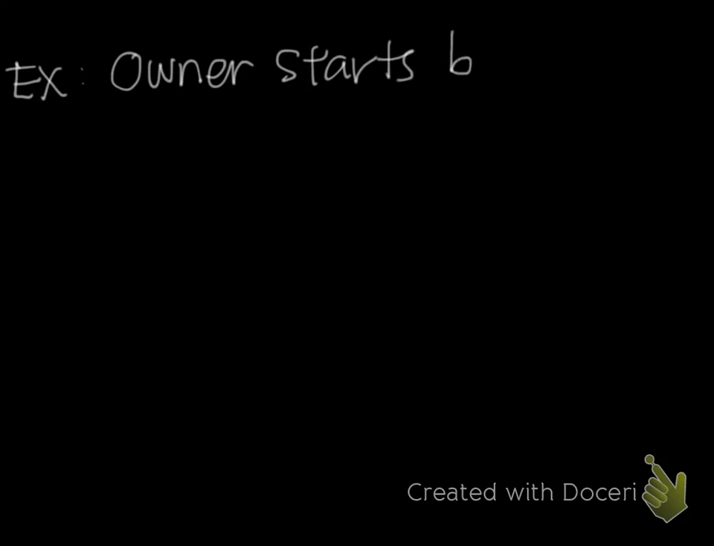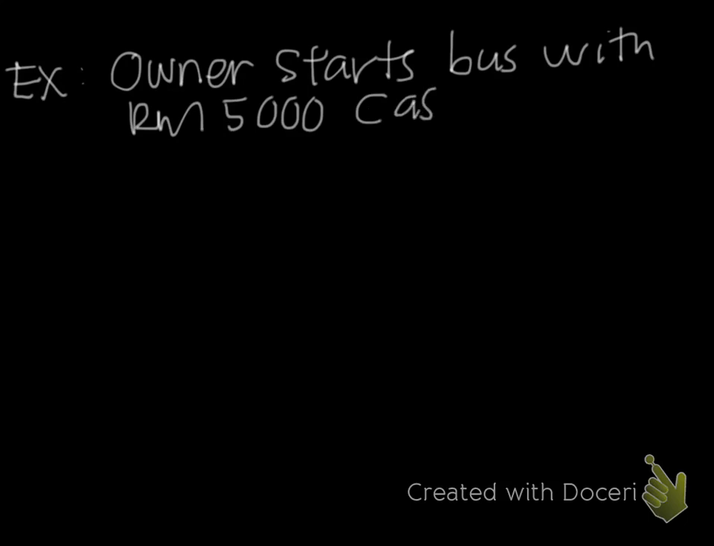Look at the first example. Example 1, the transaction when the owner starts business with RM 5,000 cash, which means owner brings in his or her personal money into the business, which is in cash, so you need to fulfill the 3 steps that I explained before.